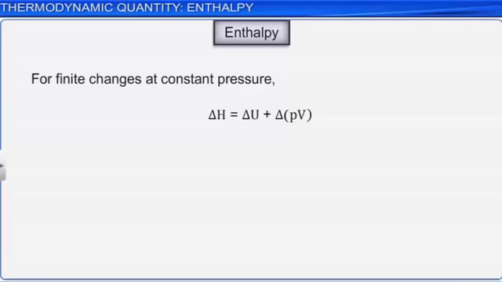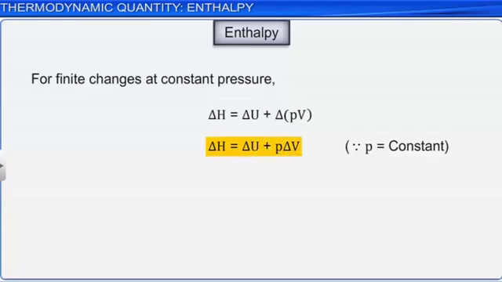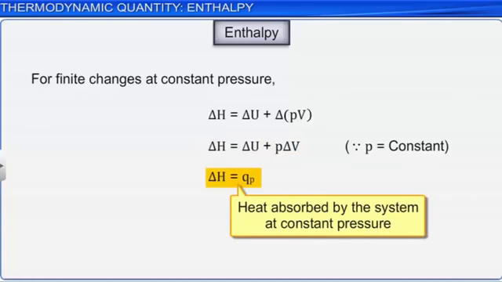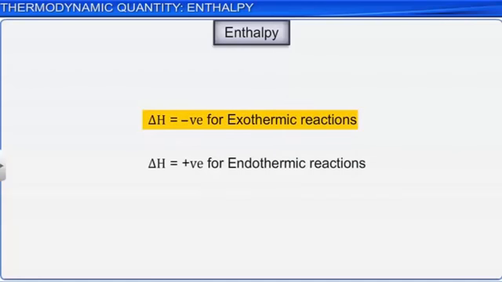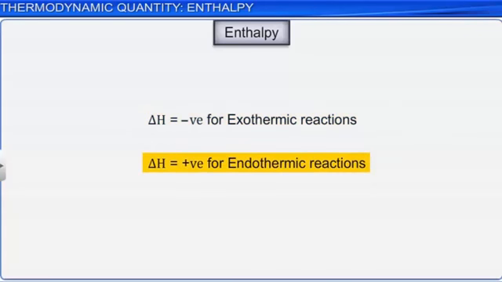For finite changes at constant pressure, we can write the equation as delta H is equal to delta U plus delta PV. Since P is constant, we can write as delta H is equal to delta U plus P delta V. Remember that delta H is equal to QP, the heat absorbed by the system at constant pressure. Delta H is negative for exothermic reactions and positive for endothermic reactions.